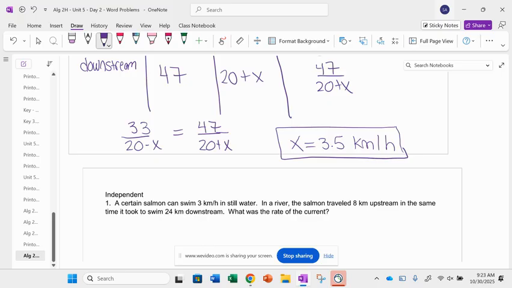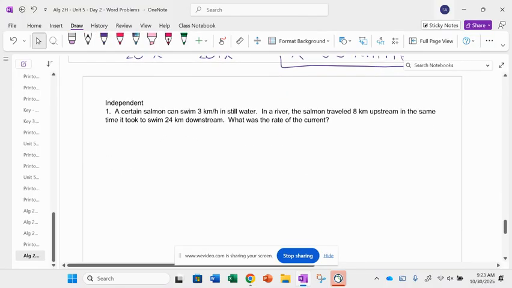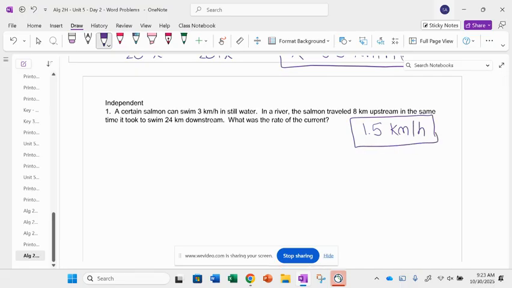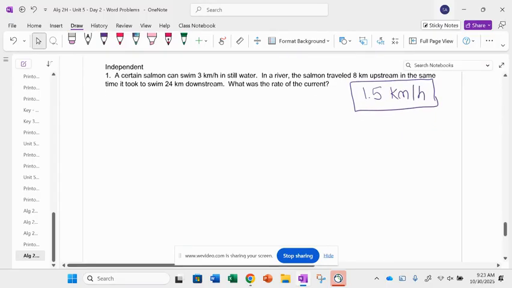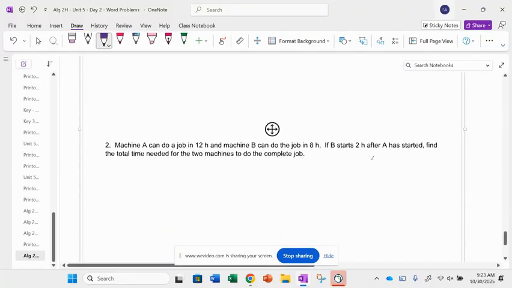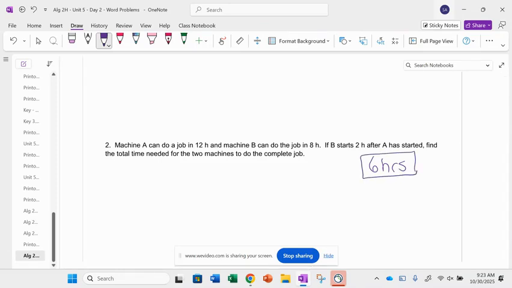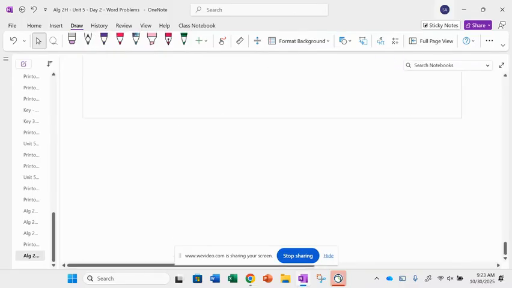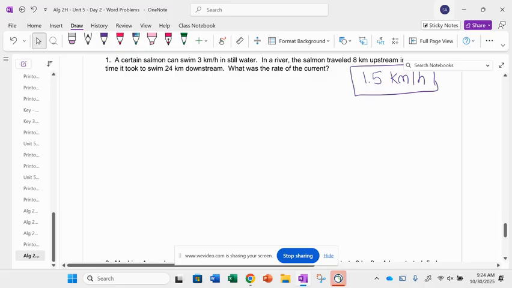These independents you don't have to do, but in case you want to do them for extra practice, I'm going to give you the answers to them. For independent number 1, your answer is going to be 1.5 kilometers per hour. For number 2, it's going to be 6 hours. Is that it? Only 2? Okay, that's it. You do have homework tonight. I will post it on Classroom.